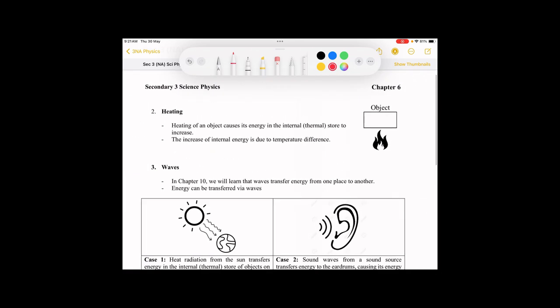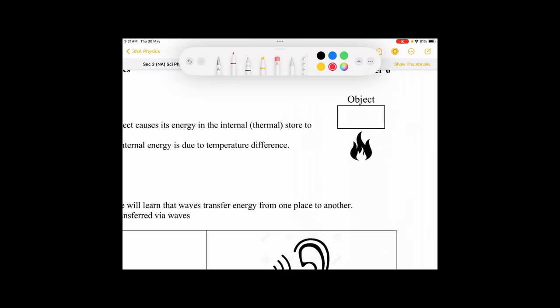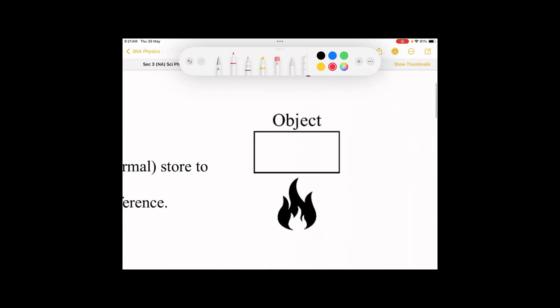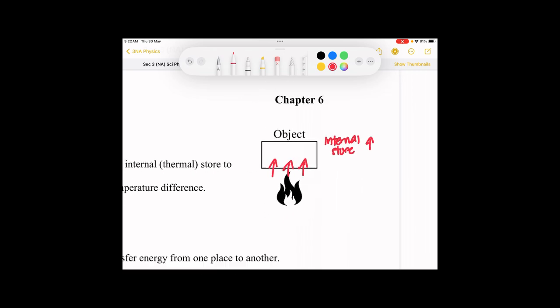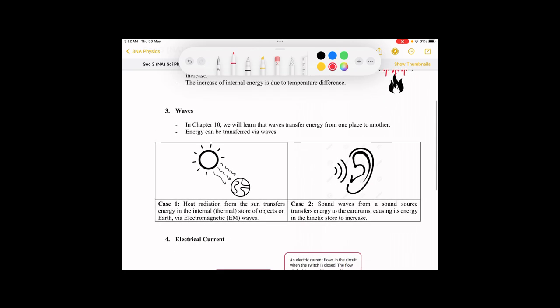Next, heating. So this is quite common sense, right? You have an object that has little or less energy in the internal store. So now, as energy is being transferred via heating mechanism, you can see that the energy in the internal store goes up. So we no longer call it heat energy or thermal energy, but rather energy in the internal store is used. Okay, next we have waves.